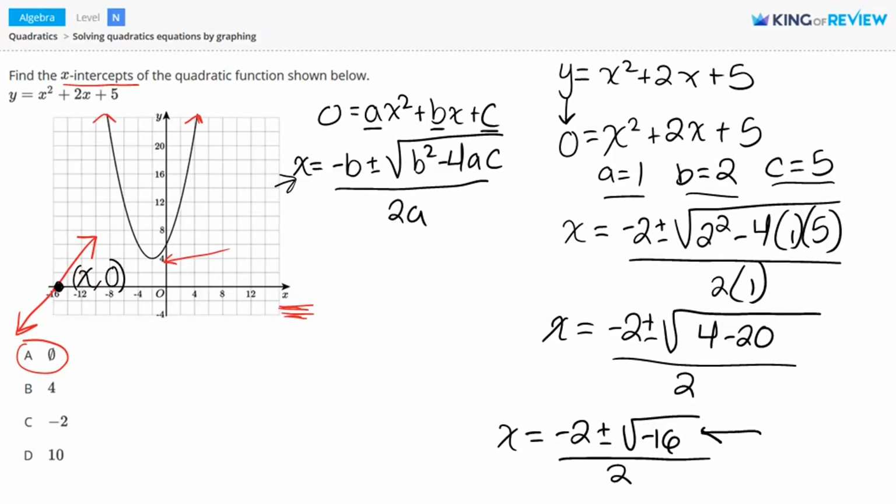Now what do you notice about this here? We have a negative number under the square root sign. So this is not a real number. We cannot get a real number if we have a negative number under the square root sign. So in this case, it does not exist. So algebraically, we found that an x-intercept does not exist. So letter A is correct.